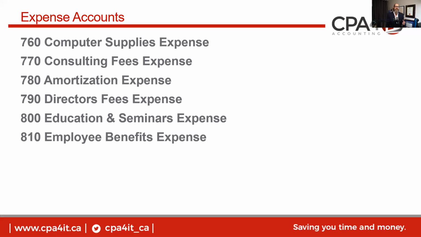Employee benefits expense. For the most part, this is typically the employer portion of the CPP that we will record for you. In some situations where you have a health spending account or a benefit account for your employees, that could be expensed under here as well. But for most of our clients, this is just going to be the employer portion of the CPP. And again, we will track that for you.